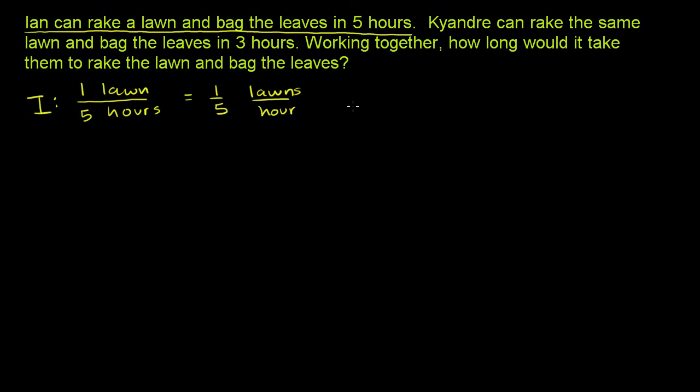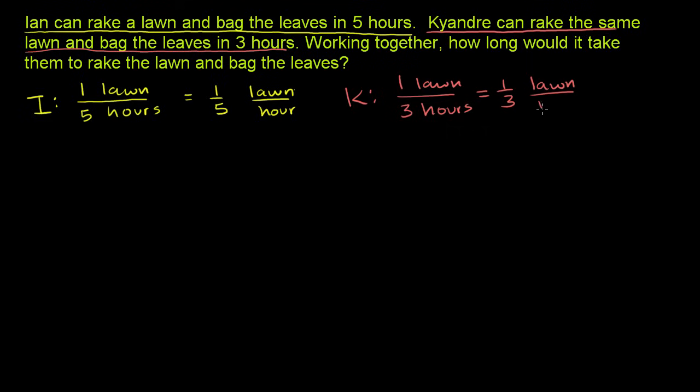Now let's do the same thing for Keandre. Actually, that probably shouldn't be plural, 1/5 of a lawn, so let me erase that S. 1/5 of a lawn per hour for Ian. Keandre can rake the same lawn and bag the leaves in 3 hours. So for one lawn, I'll assume it's a boy's name, he can do it in 3 hours. Or if we write it as a rate, this is 1/3 of a lawn per hour.